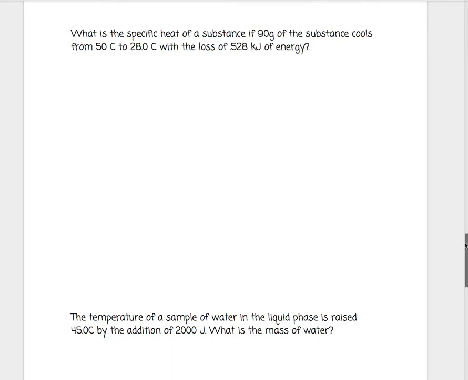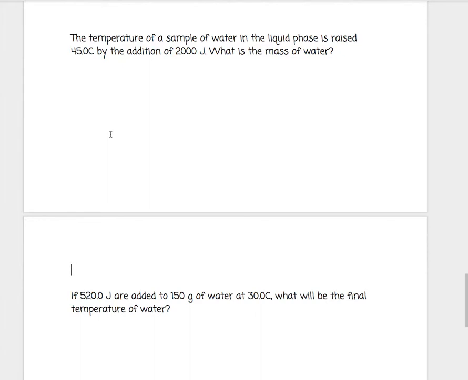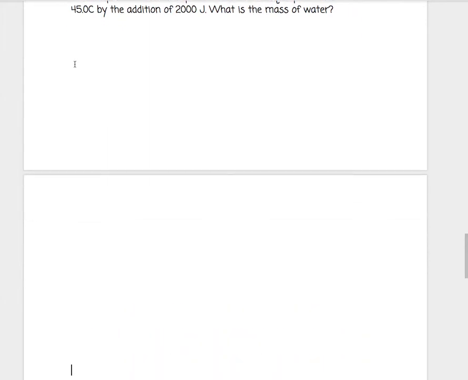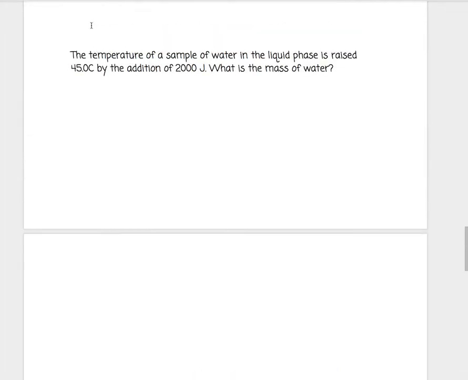And the next problem is a little bit different, right? Let's get this off that page so we're not confused. The temperature of a sample of water in the liquid phase, so it's only one phase, is raised 45 degrees Celsius by the addition of 2,000 joules. What is the mass of water? We're looking for mass. So M is what I'm looking for.